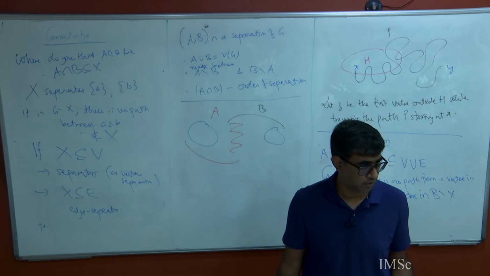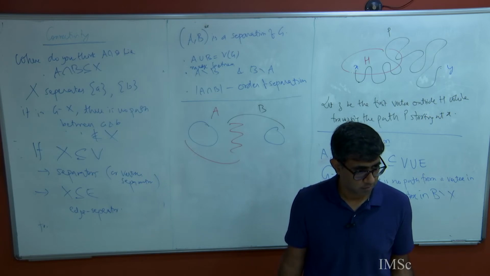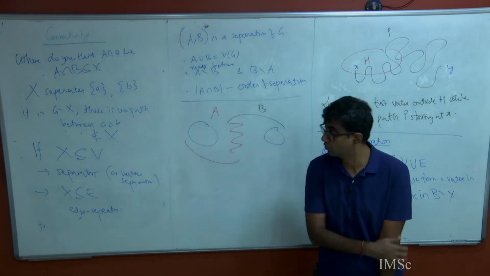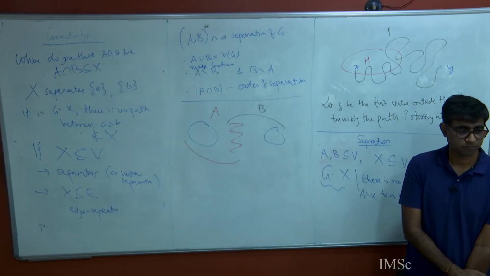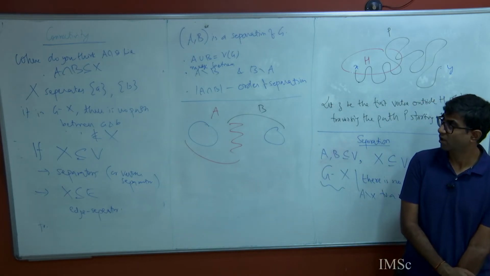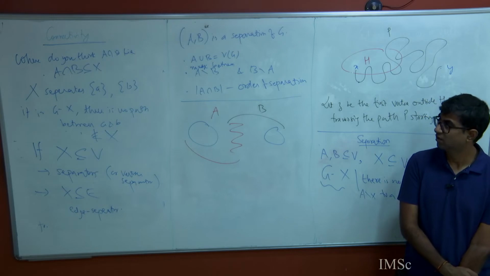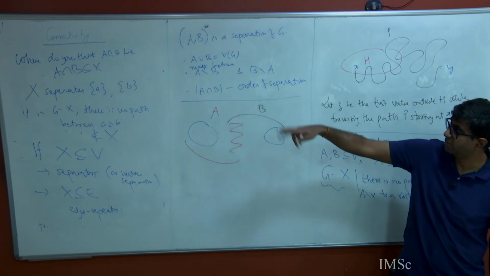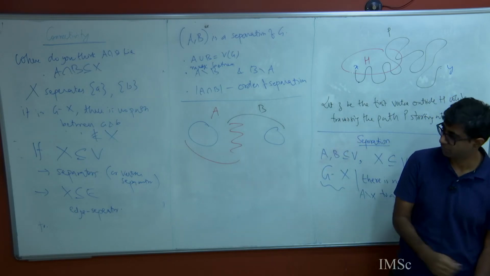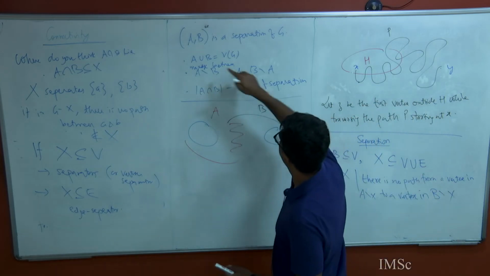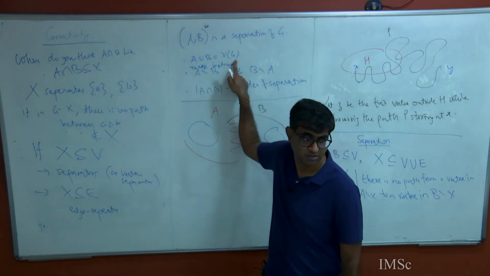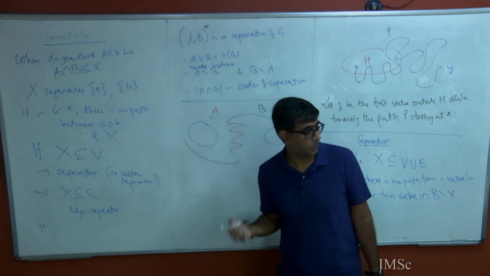So the graph induced on A could have an edge. Vertex sets, because A and B are subsets of V(G). So I write A ∪ B equal to V(G). Right? So can they contain an edge?